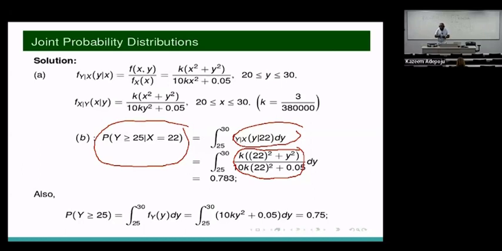That is going to start from 25 and stop at the highest value of y. What was the highest value of y? 30. That's why you see 25 to 30. Please take notes. At the end of the day, you get 0.783.